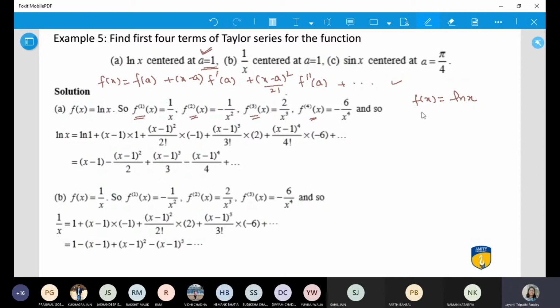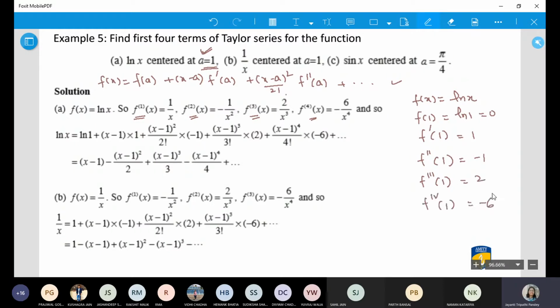So when you will find f(1), the value is log 1, which is 0. f'(1), you put it here, that is 1. f''(1), you put it here, that is minus 1. f'''(1), you put it here, that is 2. f''''(1) is minus 6.